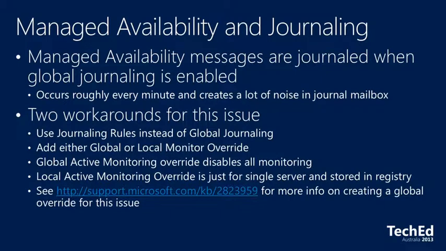So to prevent that from happening, there's one of two things you can do. You can use global journaling, which doesn't have that side effect, but you can also create what we call an override. Managed availability gives you the capability of overriding its functions. Now, you cannot configure what it does, but you can tell it not to do certain things. So as an example, using that KB would show you how to create an override that would prevent those messages from going into the journal mailbox, as one example.